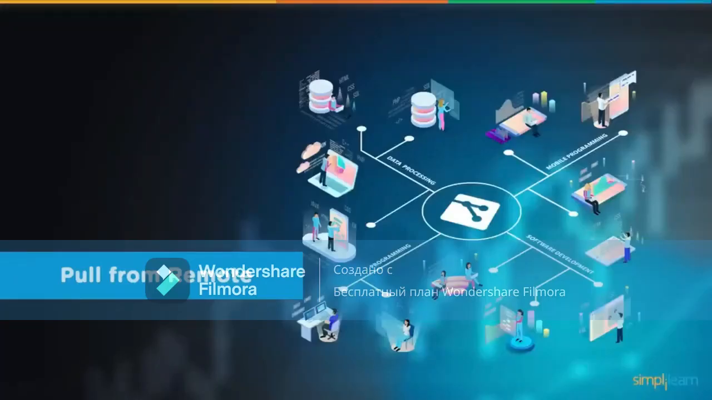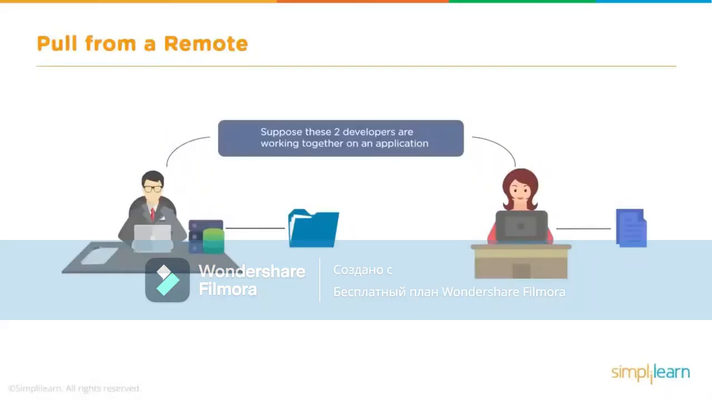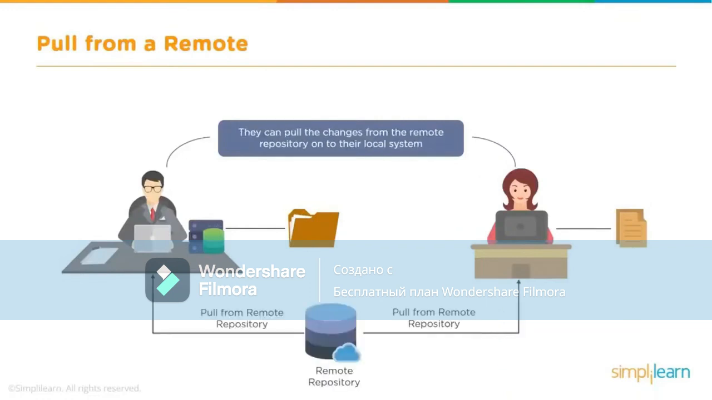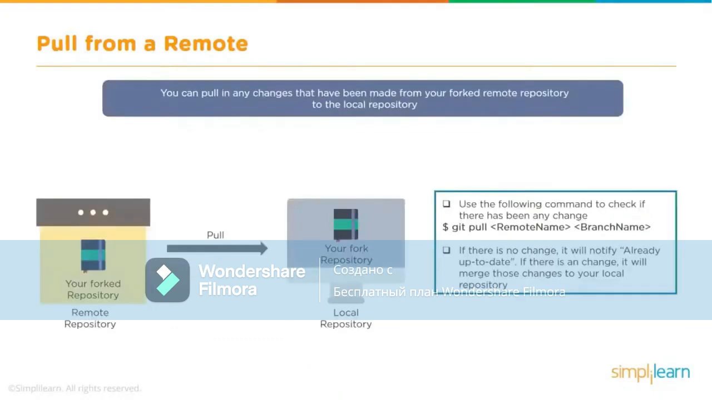Let's talk a little bit about pull from remote. Suppose there are two developers working together on an application. The concept of having a remote repository allows the two developers to check their code into a remote repository that becomes a centralized location for them to store their code. It enables them to stay updated on the recent changes to the repository because they'll be able to pull the latest changes from that remote repository, ensuring that as developers they're always working on the latest code. So you can pull any changes that you have made to your forked remote repository to your local repository.